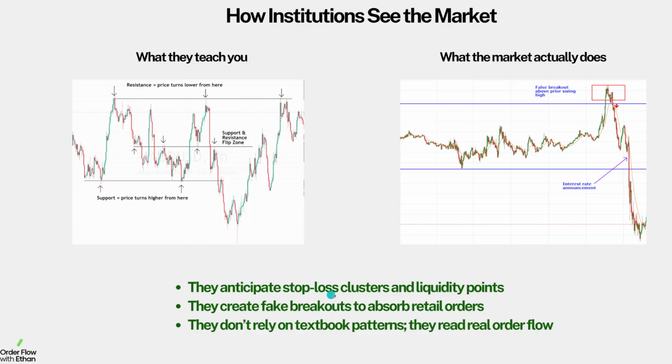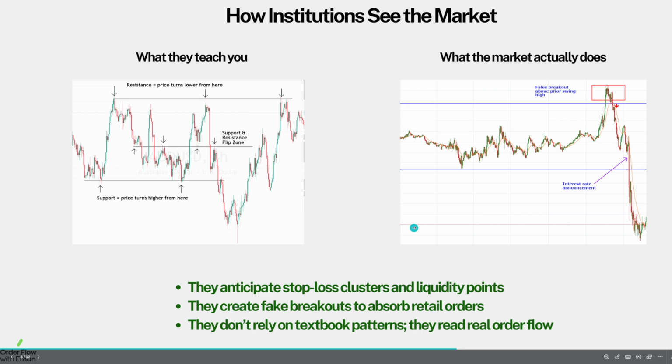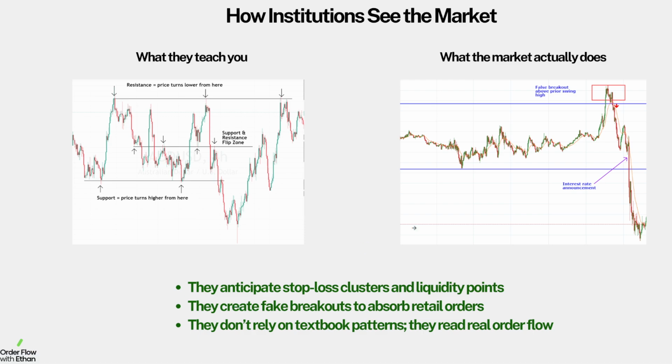So they anticipate stop loss clusters and liquidity points. They create fake breakouts to absorb all those retail orders, and they don't rely on textbook patterns. They read real order flow. It doesn't mean they read the same order flow as we do, but the general name is order flow. We're doing order flow footprint charts here, and they follow the same thing. They follow the flow of those orders.